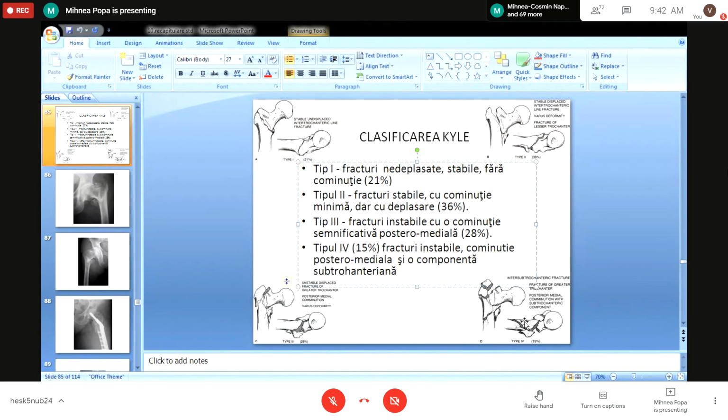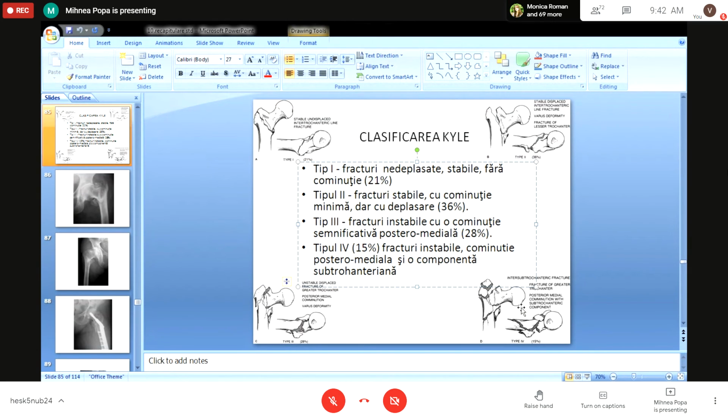And of course, in this, again, the comminution is very high, and the reduction that the DHS can do is not very important. So in these types of fracture, the type 3 and type 4, you will use a gamma nail. So for type 1, type 2, DHS, type 3, type 4, gamma nail.